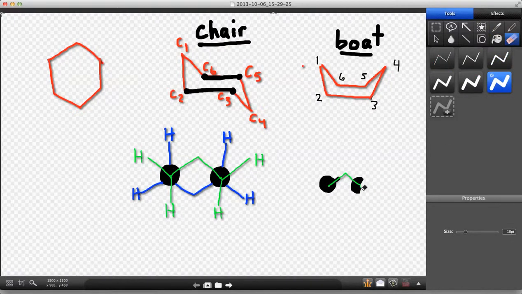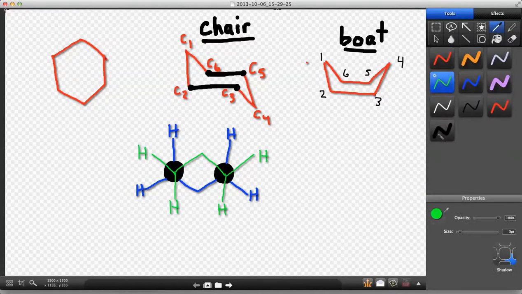I'm going to do a mulligan on this. C6, C2, I'm going to render those in green. C3 and C5 I'm going to render in black.